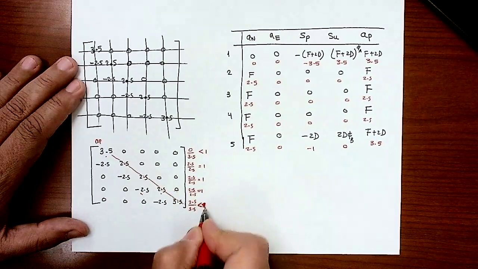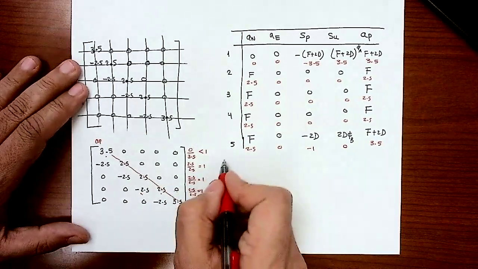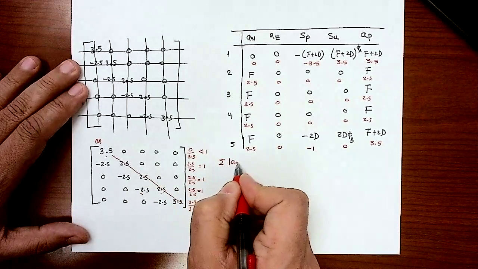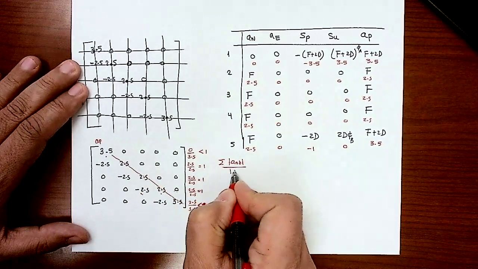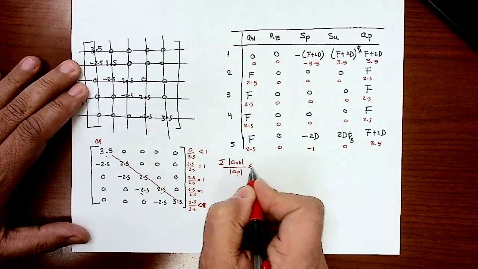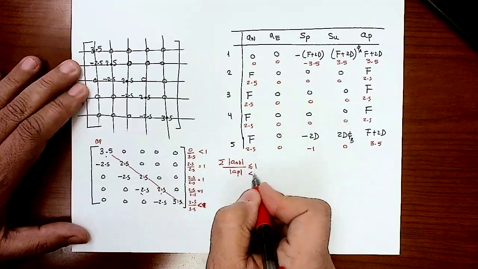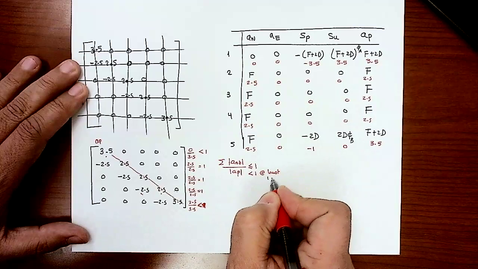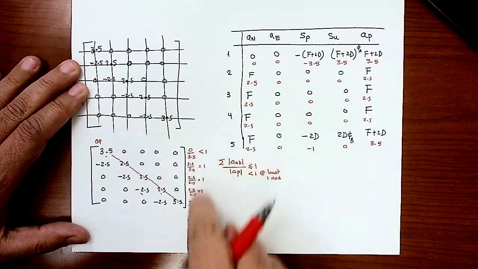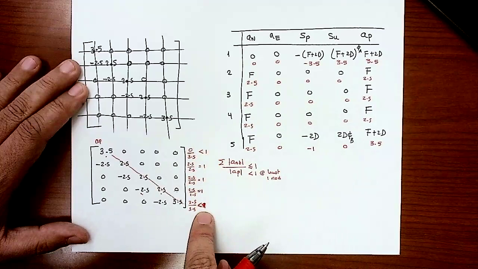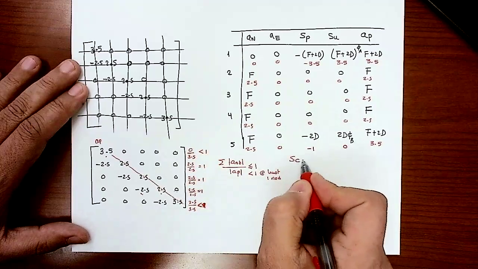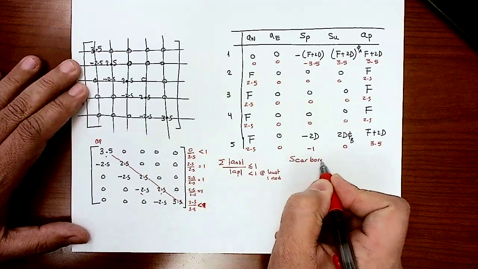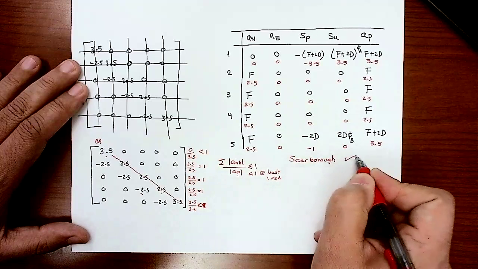Less than 1. So the Scarborough criteria says the summation of the absolute values of the neighbor coefficients divided by the absolute value of AP has to be less than or equal to 1, with at least one node less than 1. I actually have 2 nodes less than 1, and the equalities exist. So the Scarborough criteria is a checkbox.